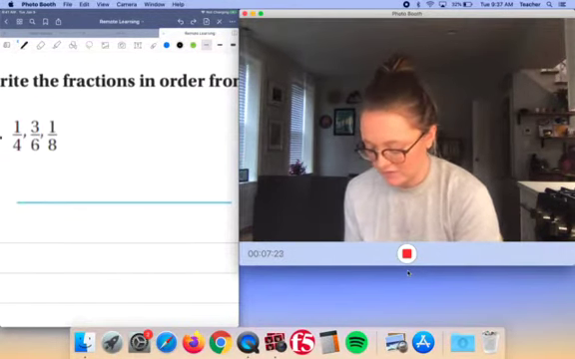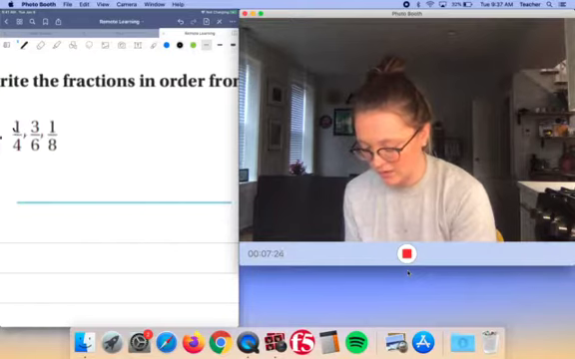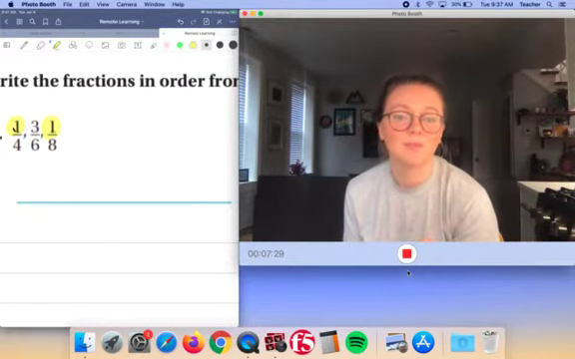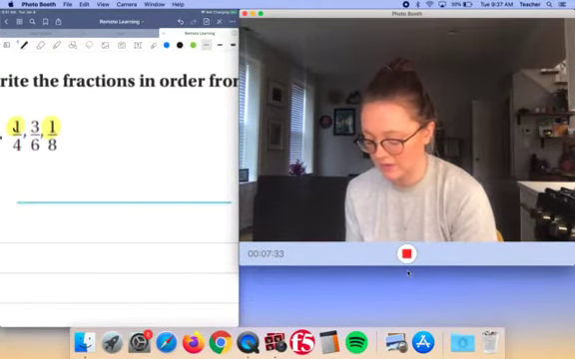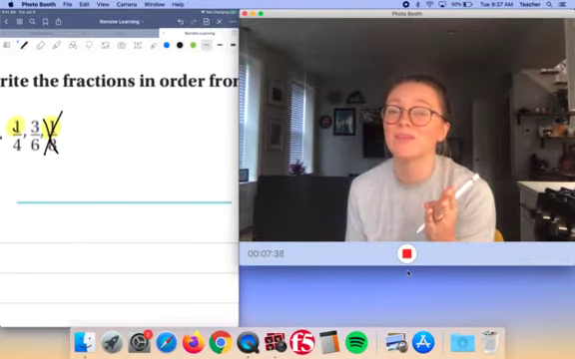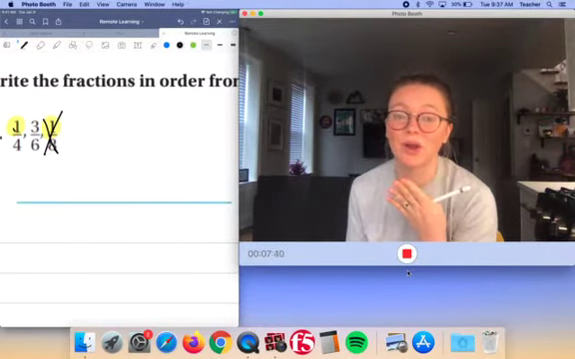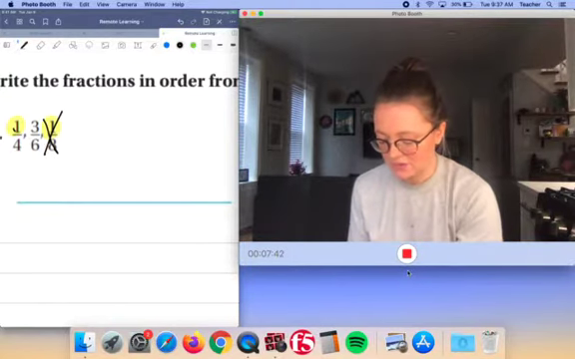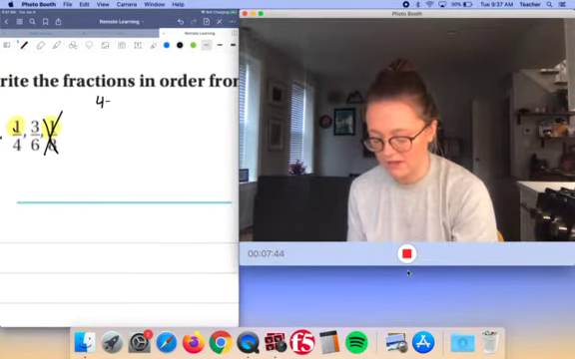I see two of these have common numerators. And I know when a number has a common numerator, the bigger denominator actually means it's smaller. So I'm going to cross that one out because I know between 1/4 and 1/8, 1/4 is definitely bigger. So then when I look at these two numbers, I'm just going to find their common factors.